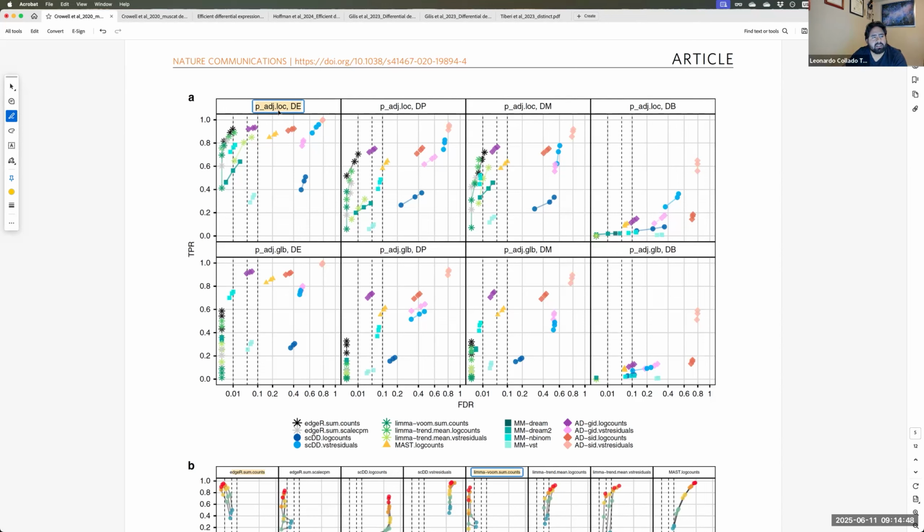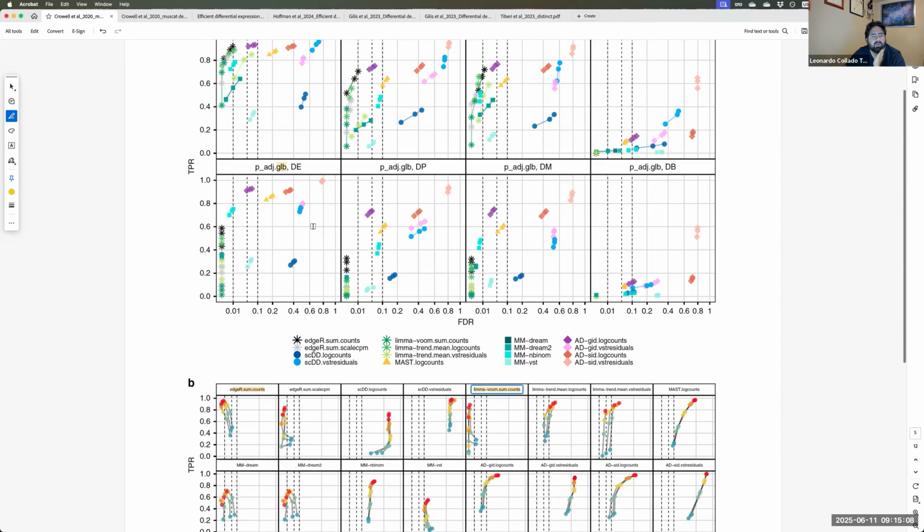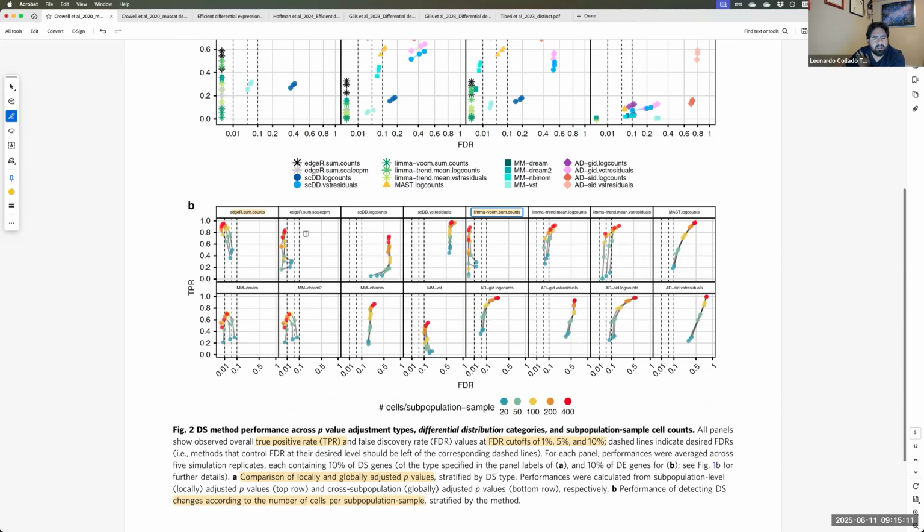This is about when you adjust the p-values locally versus doing it globally. The local one is when you adjust the p-values by cell type, one cell type at a time. The global one is when you do it across all the cell types combined together. So the local one is the one that makes more sense over here on the top of figure 1a. Figure 1b has different panels for the different methods. I highlighted here the EdgeR one and the limma-voom.